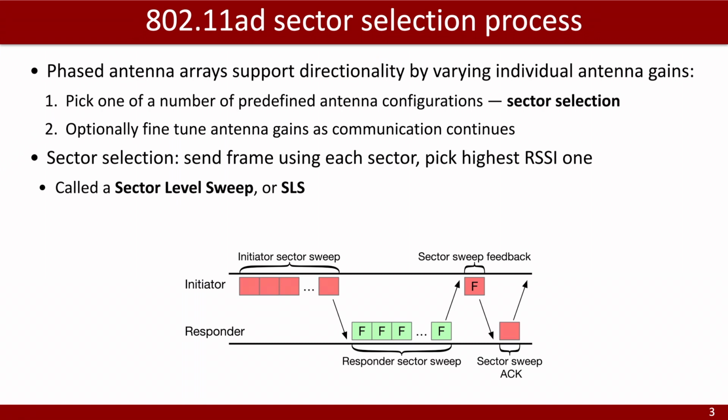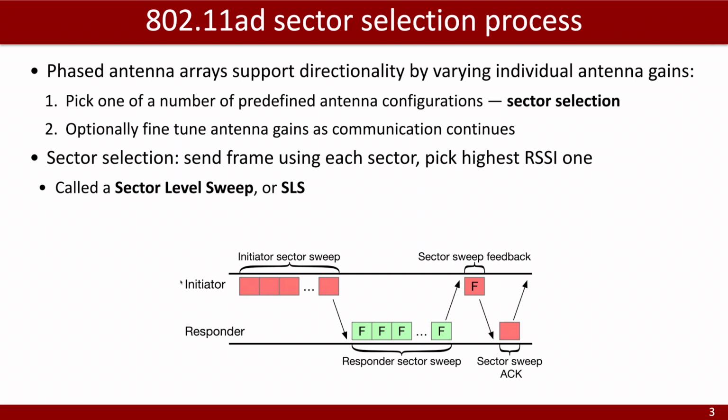11ad devices feature a phased antenna array. Directionality is achieved by varying the individual gains of the antennas in the array. This is done in two phases. First, the device picks one out of a number of predefined antenna configurations. Then, in a second phase, which is optional, antenna gains can be fine-tuned by reacting to feedback from ongoing communication. Our work focuses on the first phase, sector selection.